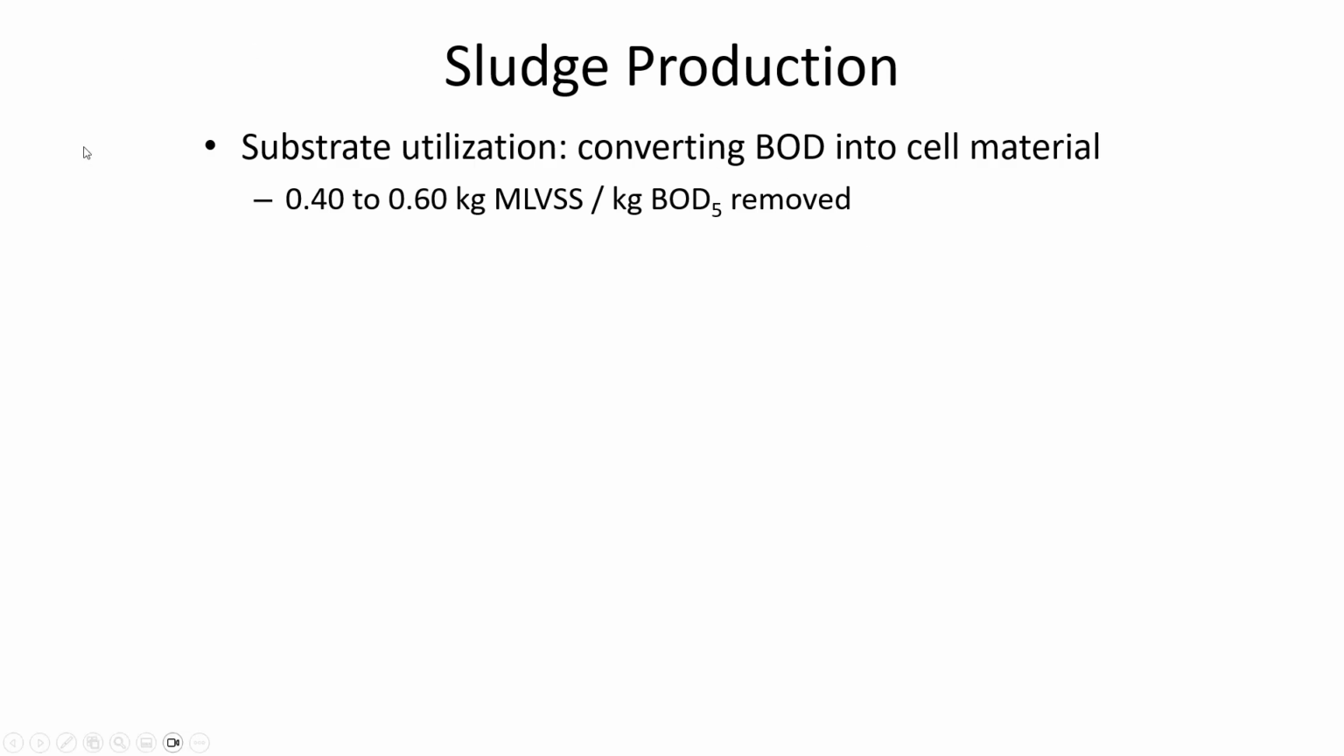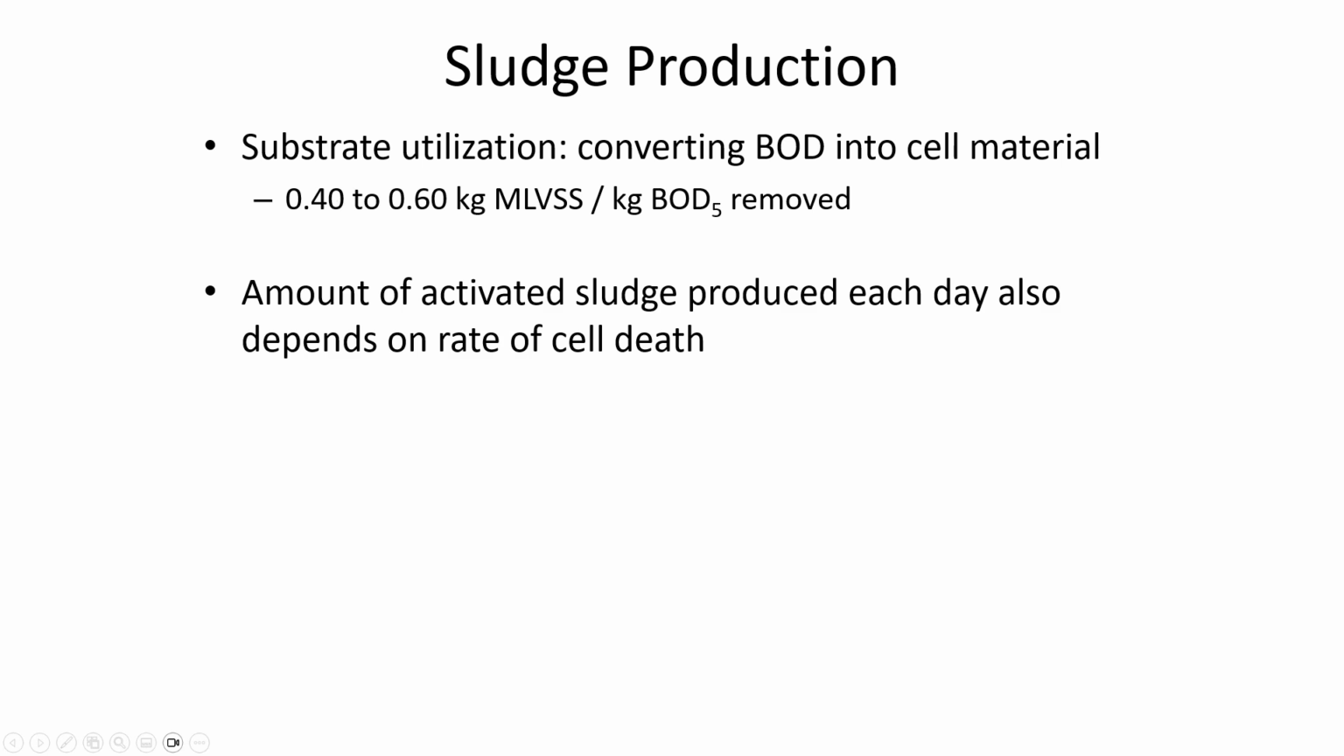So the sludge production depends on how effective the microorganisms are at turning dissolved BOD into cellular mass. So we've talked already about yield. Substrate utilization expressed in terms of yield varies between 40% and 60%. And in addition to that, there's the effect of cell death.